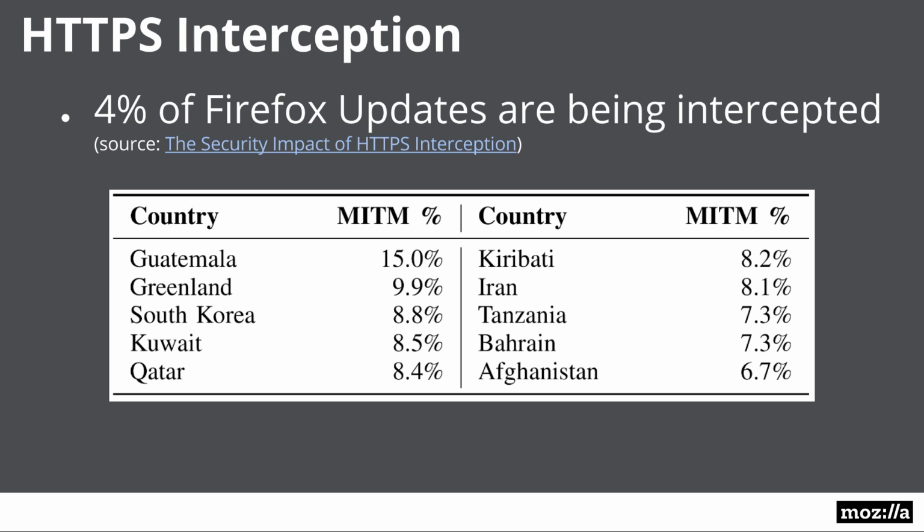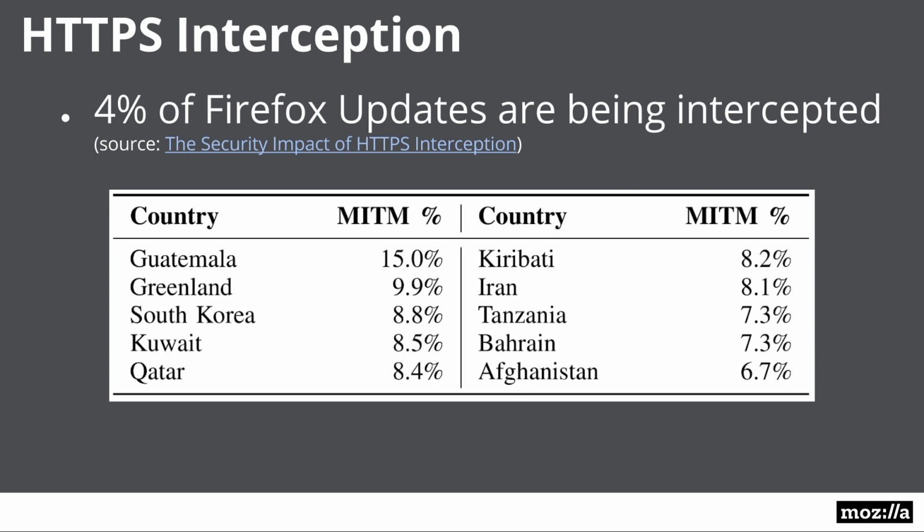HTTPS interception is a real issue on the internet. This is data from a study that was run last year in collaboration with Google, Mozilla, Cloudflare, and a few universities to evaluate exactly what percentage of connections are being intercepted and potentially modified. This is data that we measured on our update service. When Firefox clients on your laptops make a connection to our update service, we measured that 4% of these connections were potentially being intercepted and so potentially modified. In some countries, that number goes up to 15%.